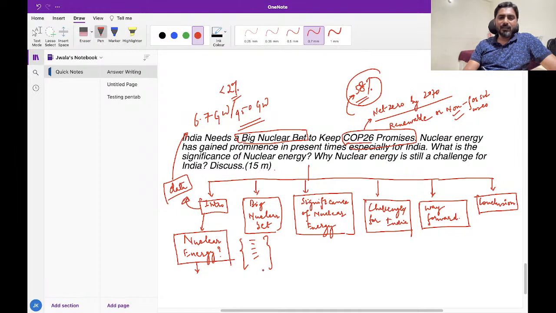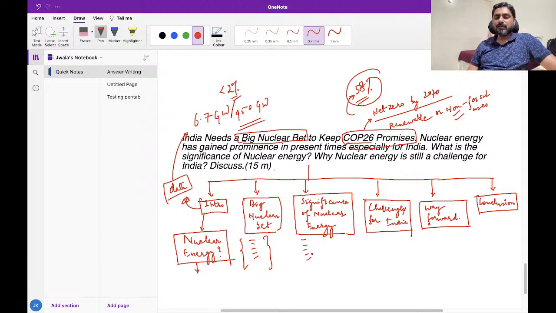See, let us move to this part. What is the significance of nuclear energy? So nuclear energy बाकी sources of energy से better कैसे है, आपको वो बताना है इस part में. So how is it better than other sources of energy?